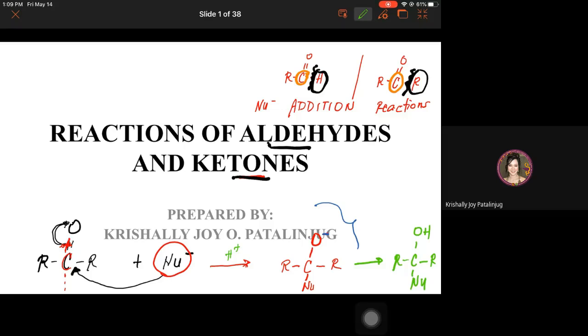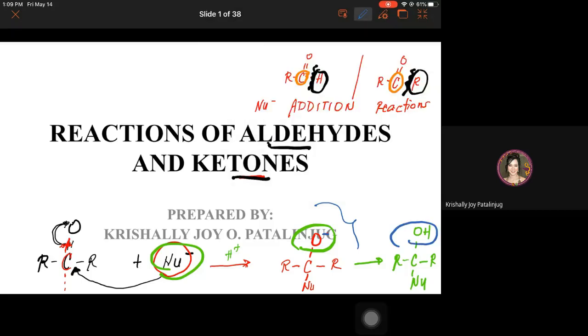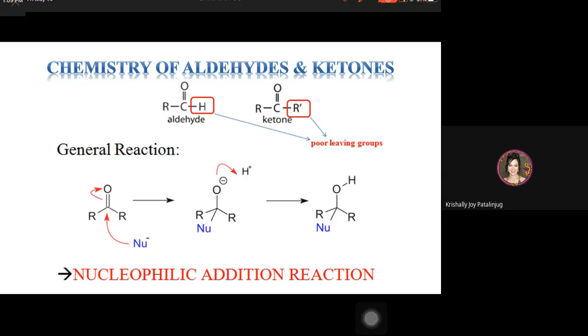Dapat ma-break yung pi bond for this nucleophile to be added. We are adding a nucleophile, so the pi bond has to break. And yung oxygen atom here has to be stabilized. For it to be stabilized, it will pick up a proton from the reaction itself, from a solvent, from a catalyst, or from an acid group, forming here an alcohol group, an alcohol product. So general reaction na siya sa nucleophilic addition reaction for aldehydes and ketones.